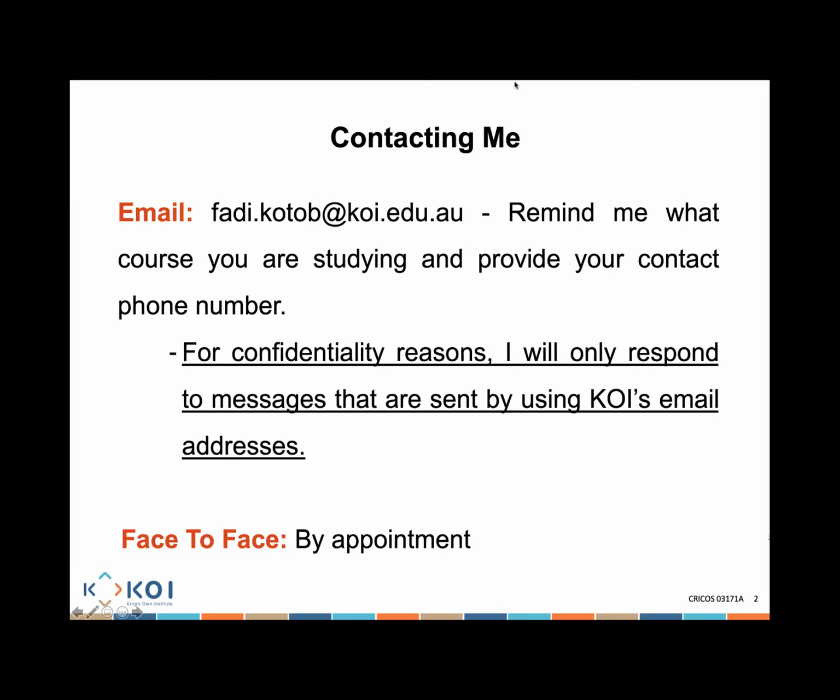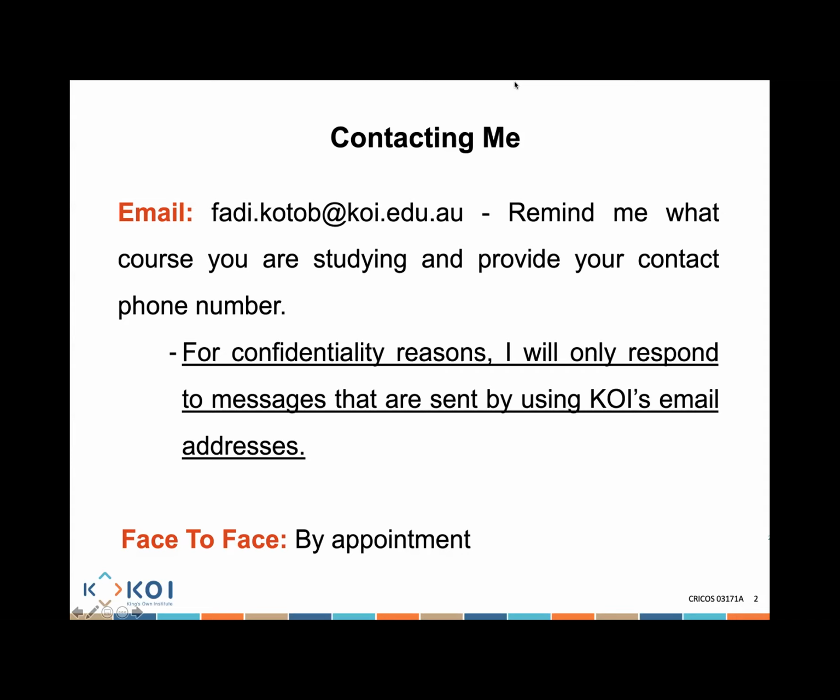And a lot of times those queries are confidential, and that's why I can only address and answer them if I have an email coming from the KOI email address. The reason I say this is that sometimes a family member might try to make contact, trying to find some personal information about you. I might not know who I'm speaking to, and I might actually disclose information that is confidential and relevant only to you, and you would get very upset with me for sharing that information.